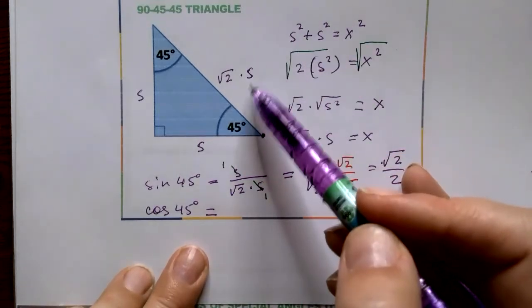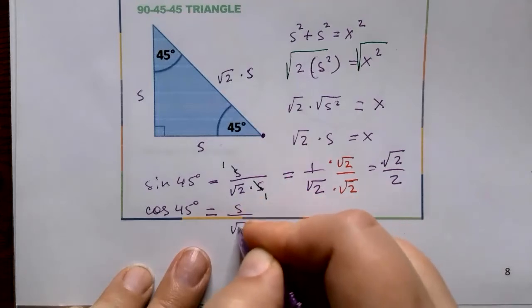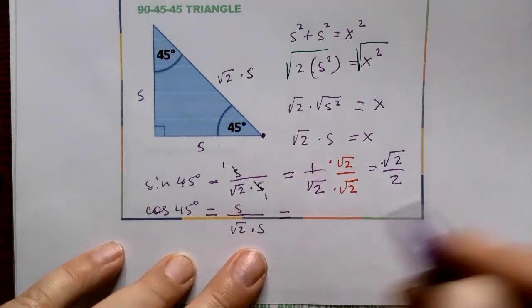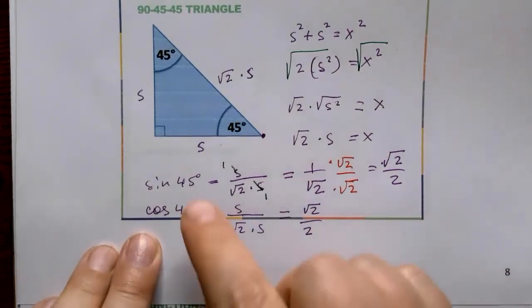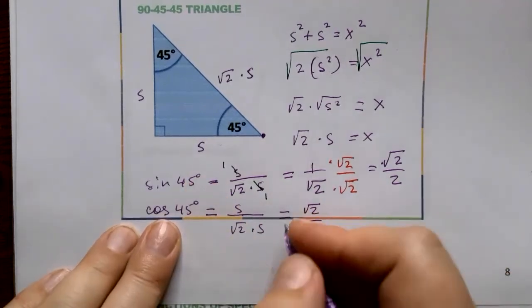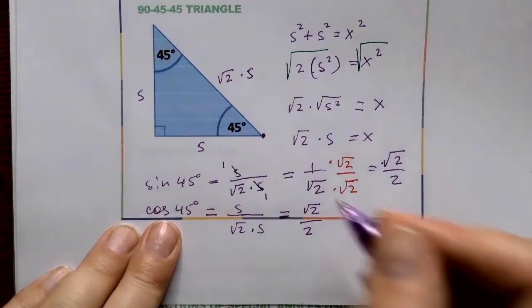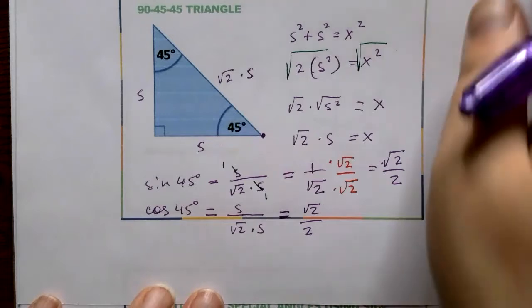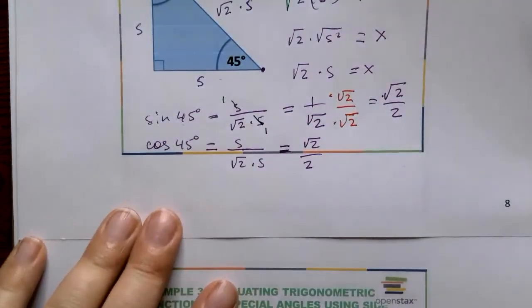It is the adjacent over hypotenuse. So again, it's s over the square root of 2 times s. And we already know that it's going to end up being square root of 2 over 2. So for 45 degrees, the sine and cosine are the same because this triangle is symmetrical, very symmetrical. So both one side and the other side are equal. So their trigonometric functions are equal as well.